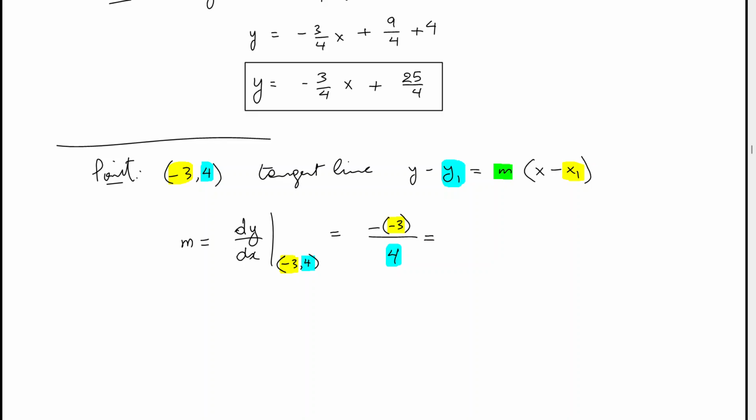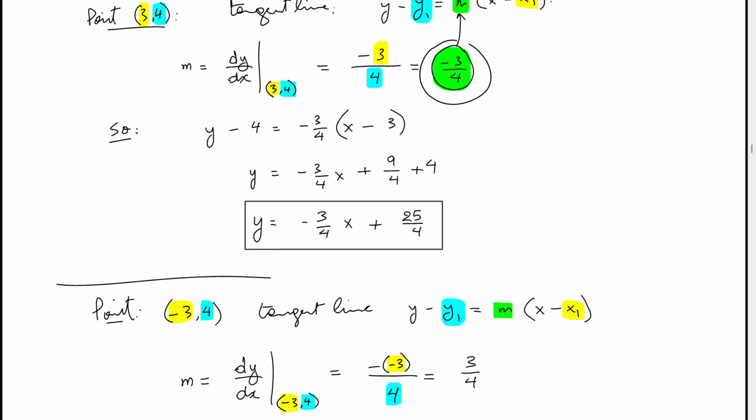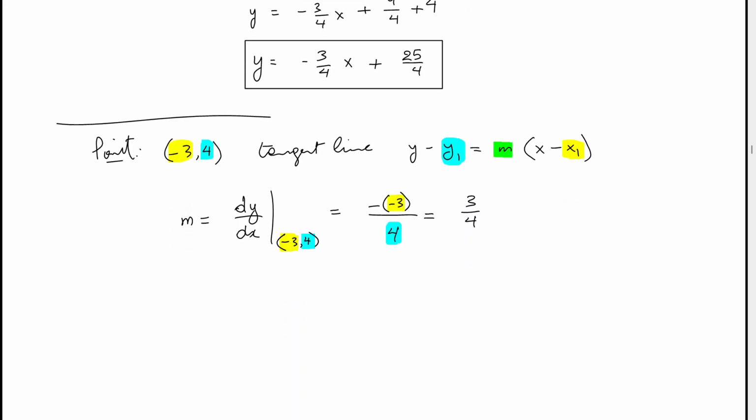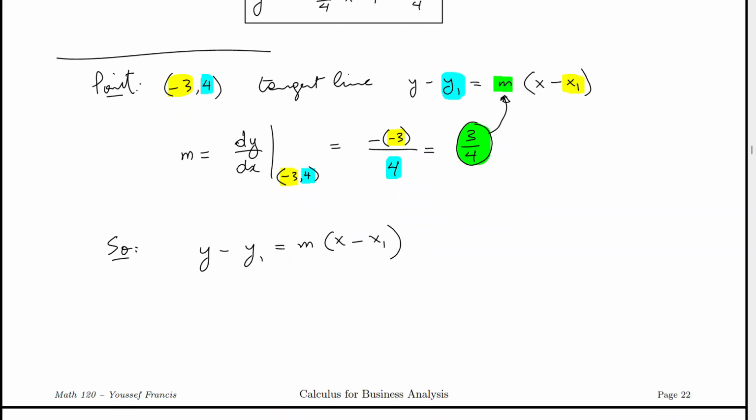And by the way, negative times -3 is going to be 3 divided by 4. There's nothing to do there, so this is the end. Just like the previous one, the answer was -3/4. Here, the answer is 3/4, and that represents the slope of the line that we are interested in finding. So my equation becomes y minus y1 equals m times x minus x1, but the y1 is actually 4, the m is 3/4, and the x1 is really -3.